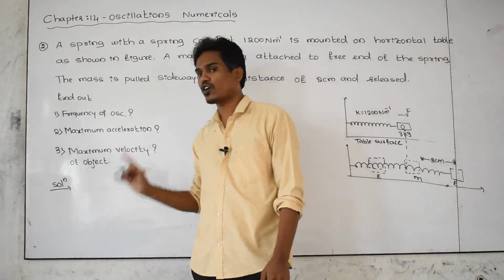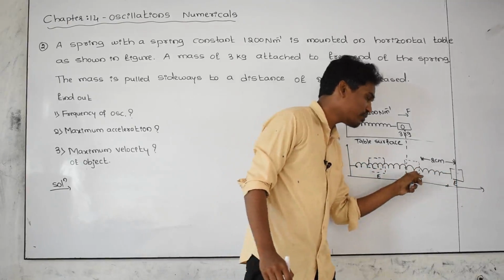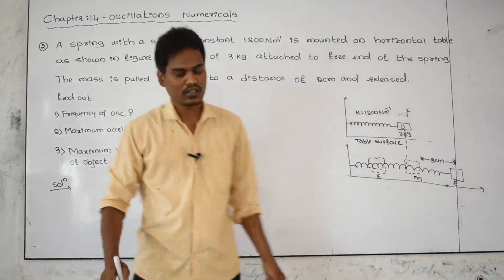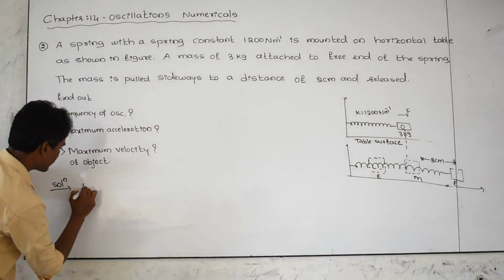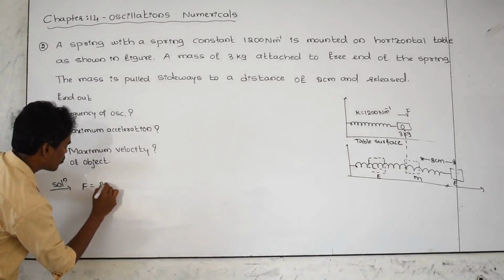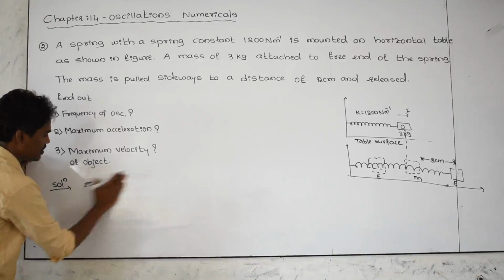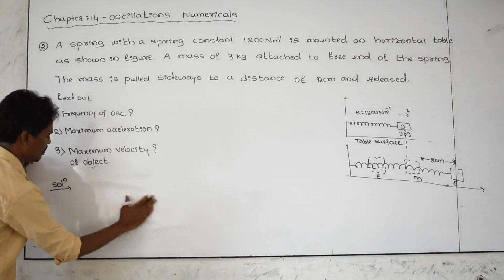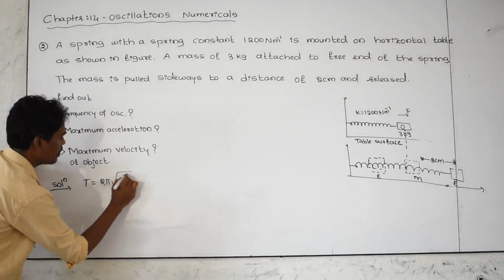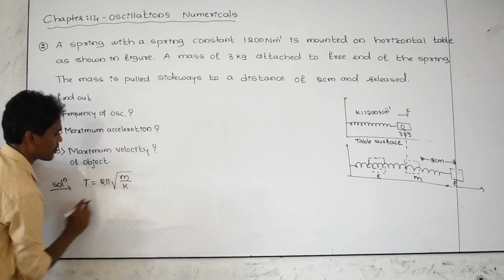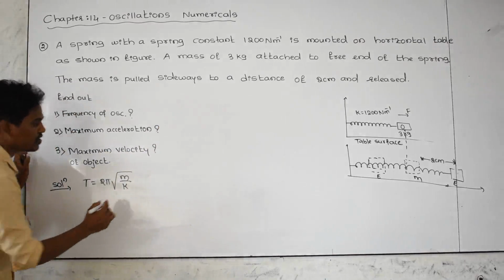And next, maximum velocity. Whenever the body makes oscillations, its velocity is maximum at the mean point, that one you need to find out. First, we need to find out the frequency. Before going to that one, for a spring we know very well the formula, T equal to 2 pi root of m by k. M is the mass of the object, k is the spring constant, and this is constant.